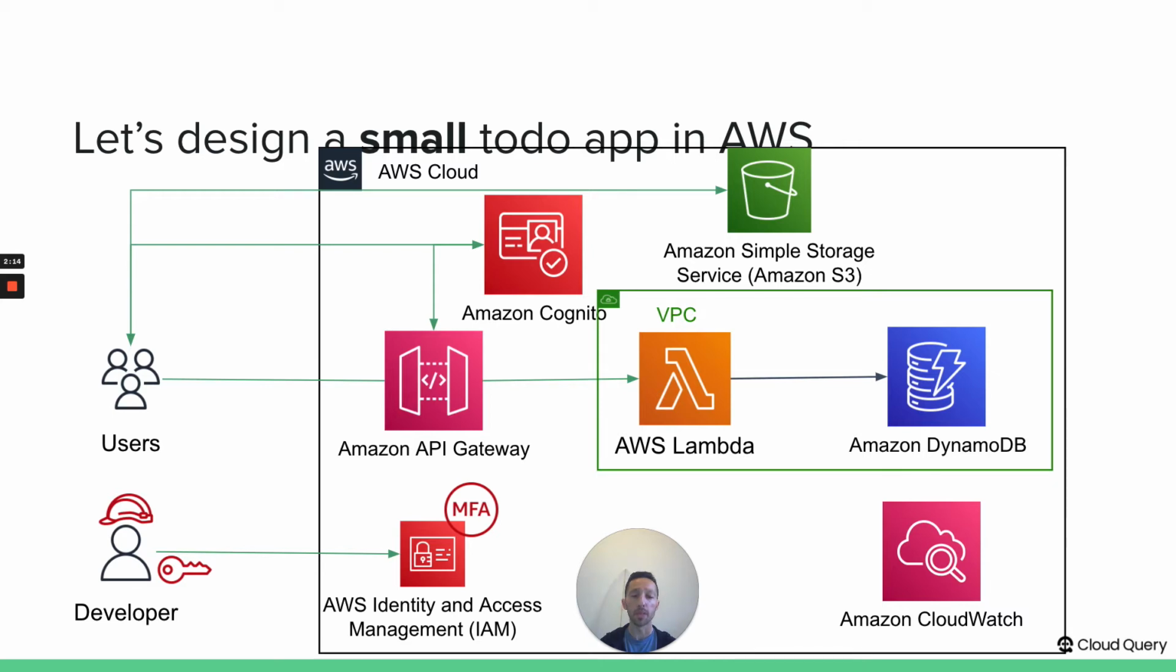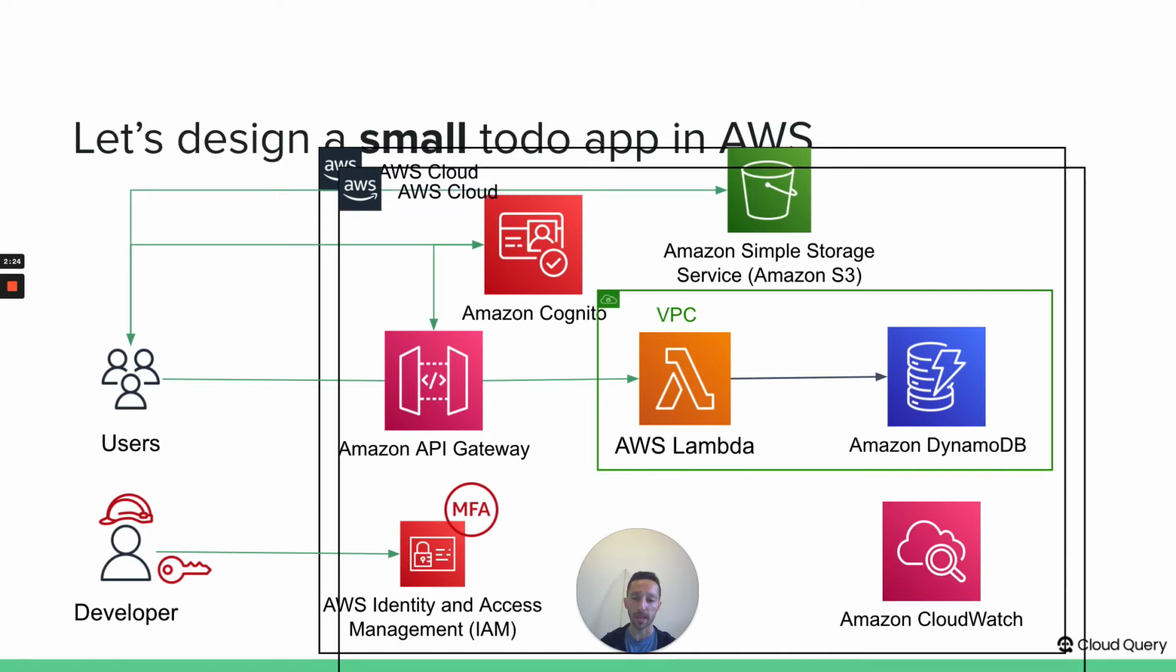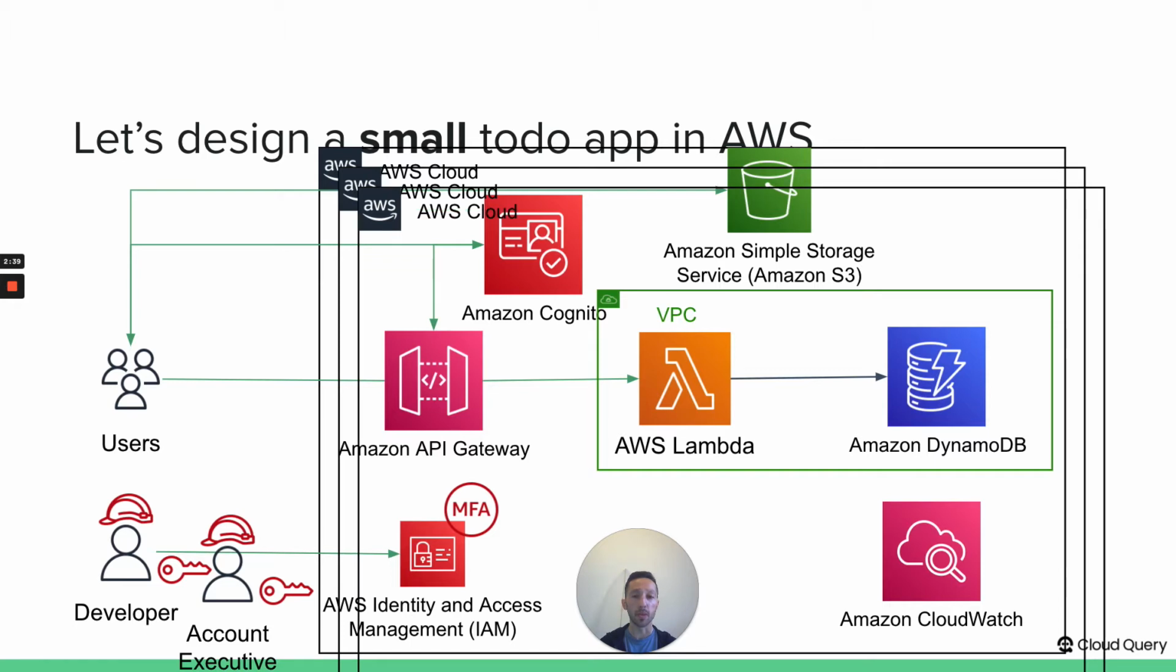So hopefully now we have something that is working for the application, but now our developer also wants a staging or testing environment, so we duplicate it again. And now our app grows in popularity, and we hire our first account executive. We provide him an AWS IAM user and an access key. And you might want to duplicate it again to have a demo account.